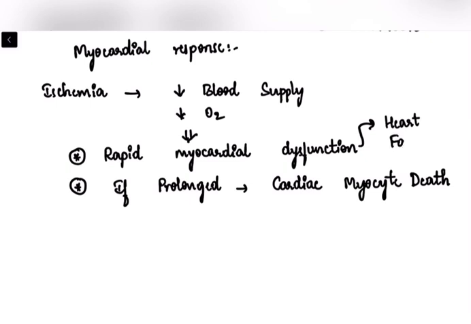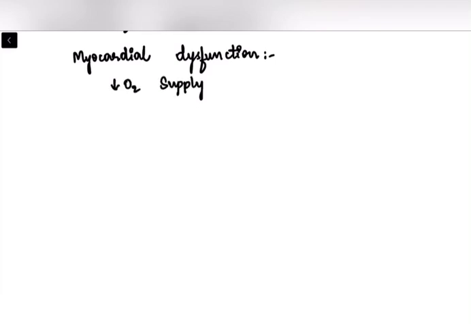So now, myocardial dysfunction. There is decreased oxygen supply due to ischemia. This leads to decreased contractility. Decreased contractility occurs within 2 minutes of onset of ischemia.